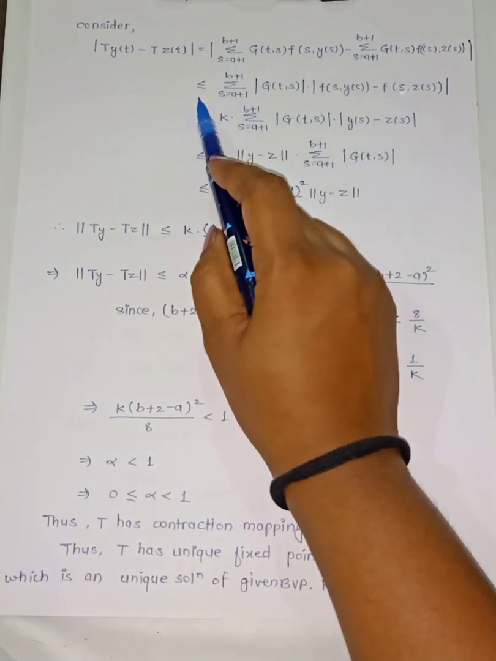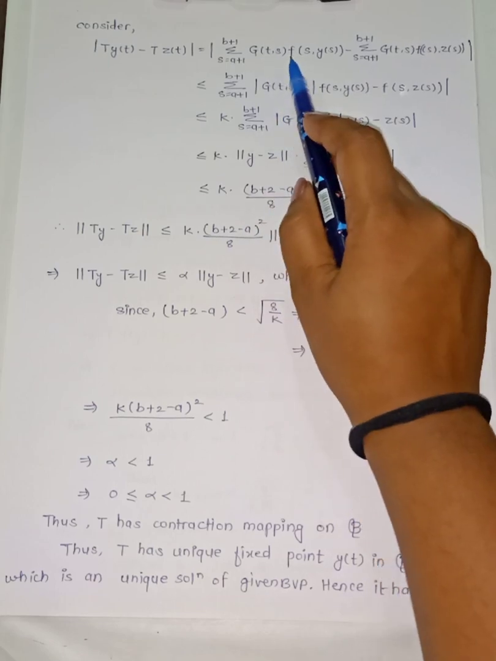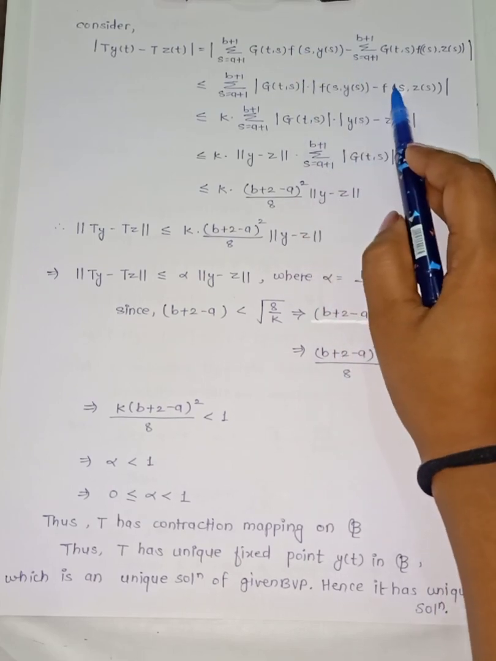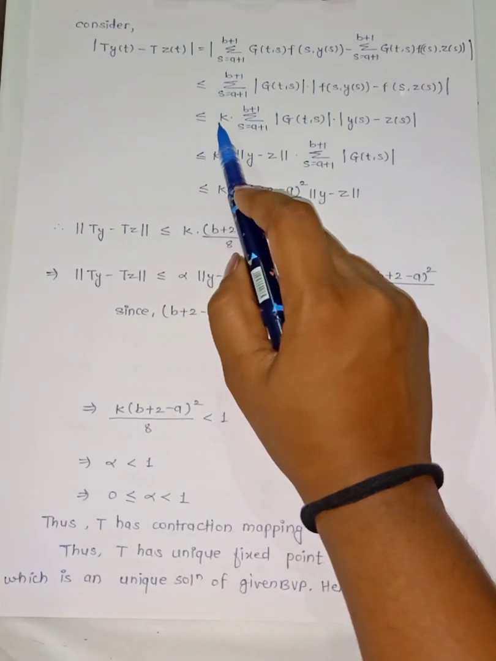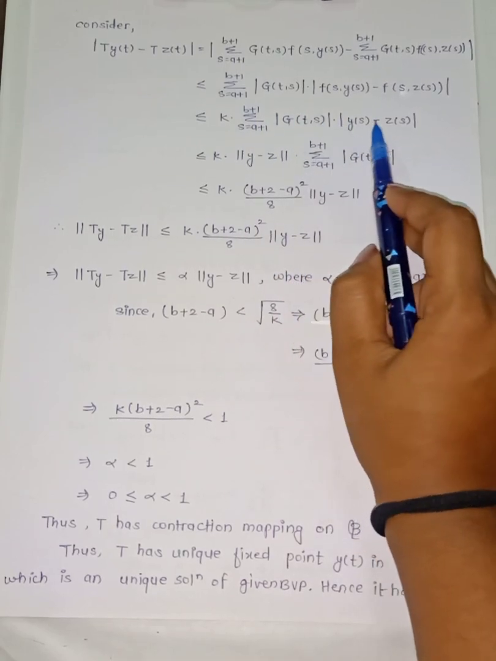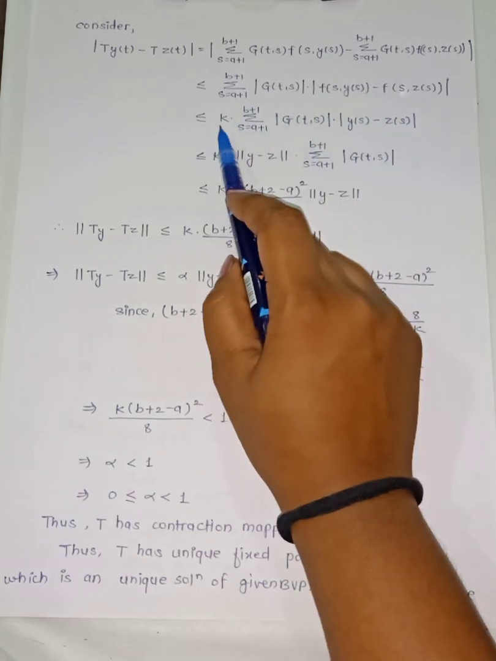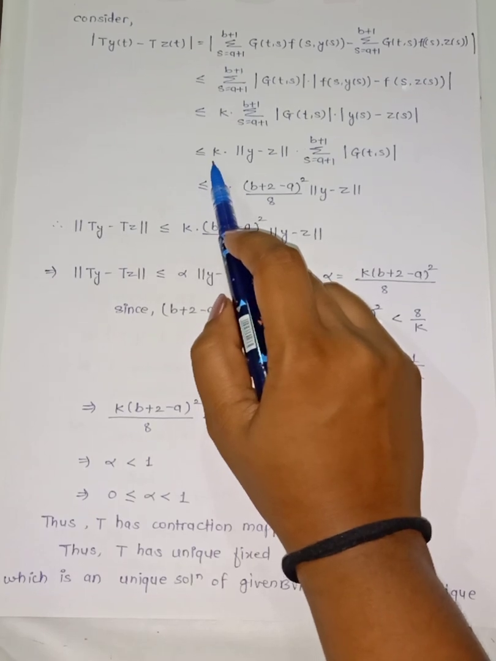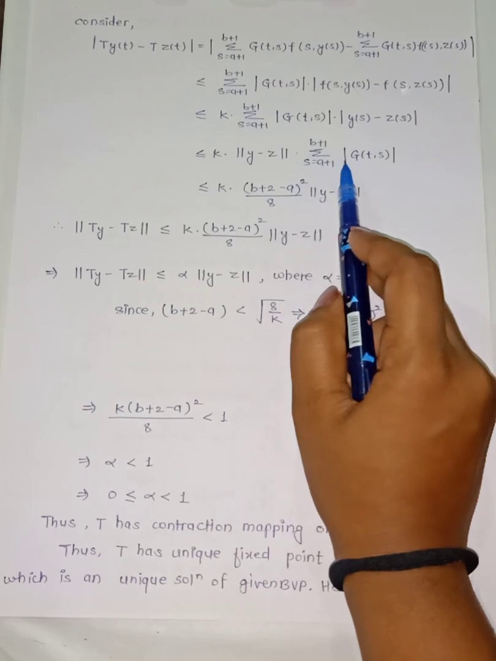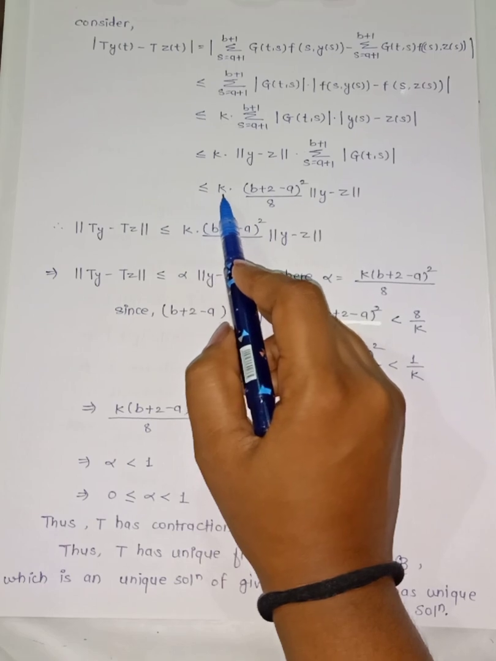Now that is less than or equal to summation g(t,s) एका मॉडमध्ये f(s, ys) and f(s, zs) या दोन व्हॅल्यूज एका मॉडमध्ये, that is less than or equal to k summation g(t,s) आणि |y(s) − z(s)|. दिस y(s) and z(s) आणि k बाहेर, that is equals to k norm of y minus z into this Green's function, that is less than or equal to k.